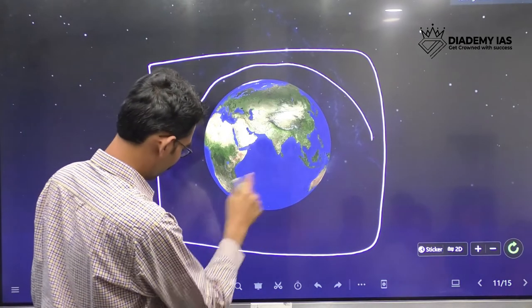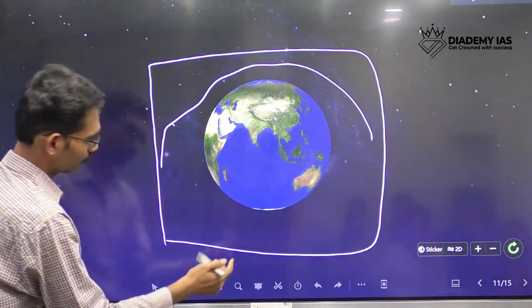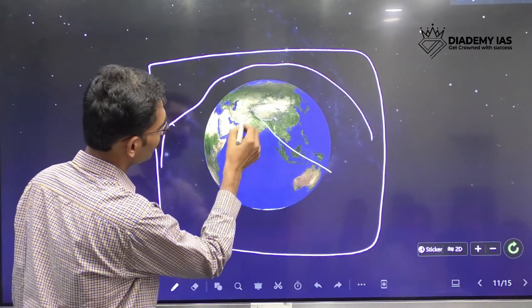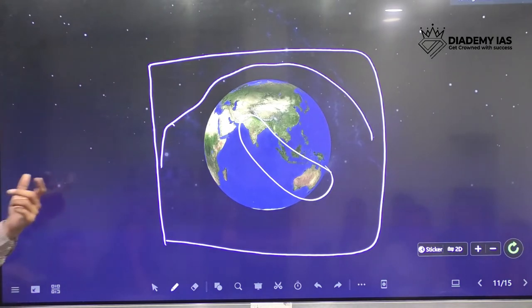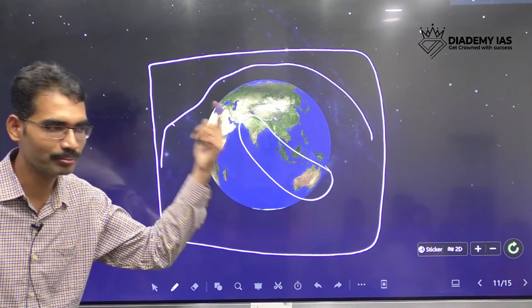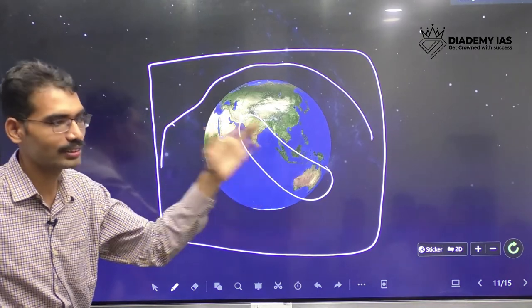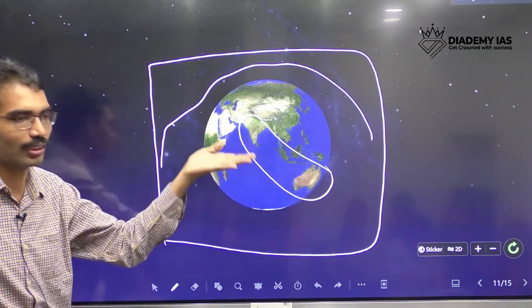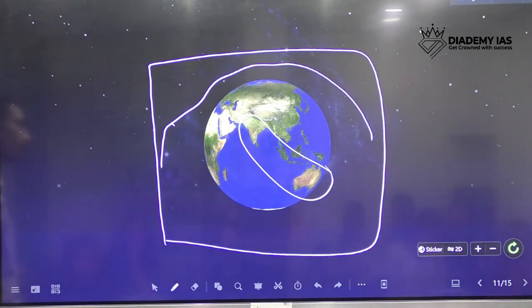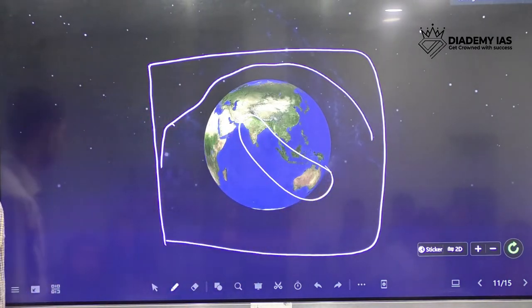Now here in our case, Australia and India are located on the same plate. According to Alfred Wegener, this area is different, this area is different. But according to plate tectonics theory, they both are there on the same plate. And if the plate moves, both India and Australia move together.